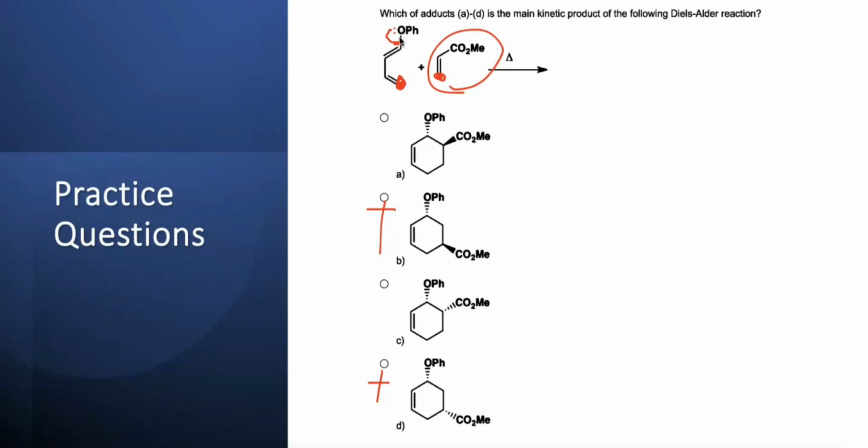So this OPh will come as alpha, and if we consider the endo approach, the CO2Me group will be coming inwards. So it should also be alpha. So the right answer for this question will be option C.